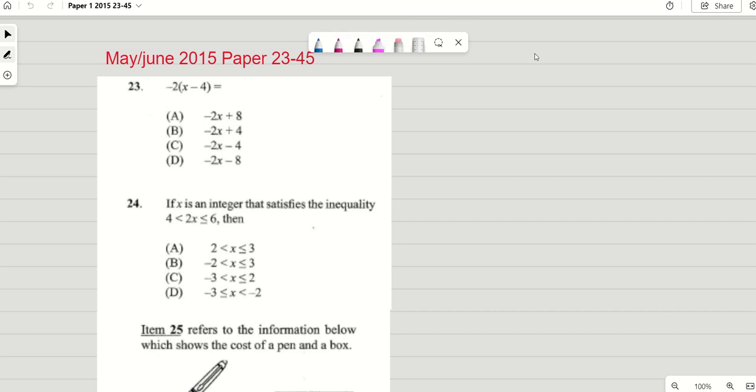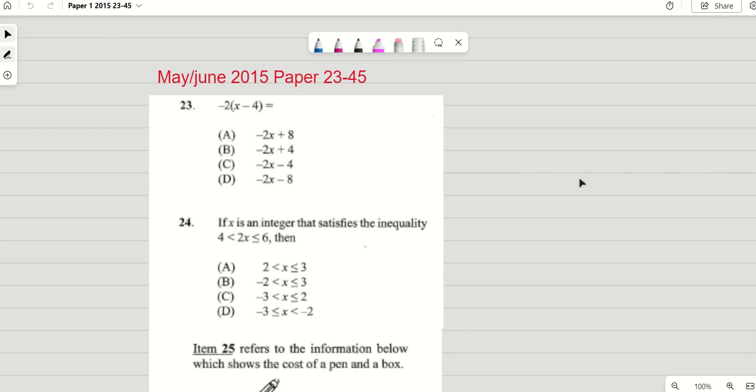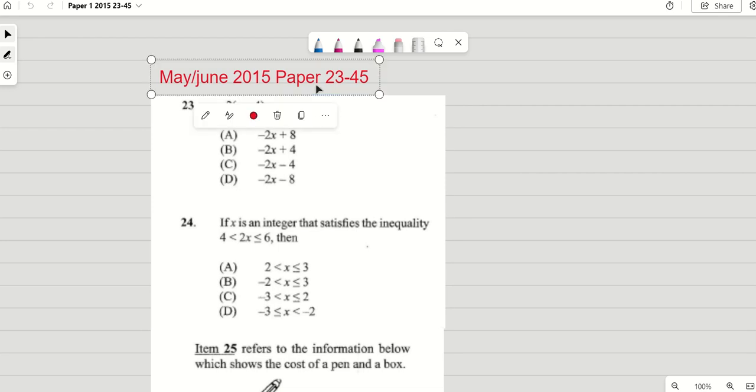Hi, good day everyone. Today we will be doing May-June 2015 paper 1, number 23 to 45. Again, these are algebra questions, statistics questions, as well as solving shapes questions. So let's look at number 23.